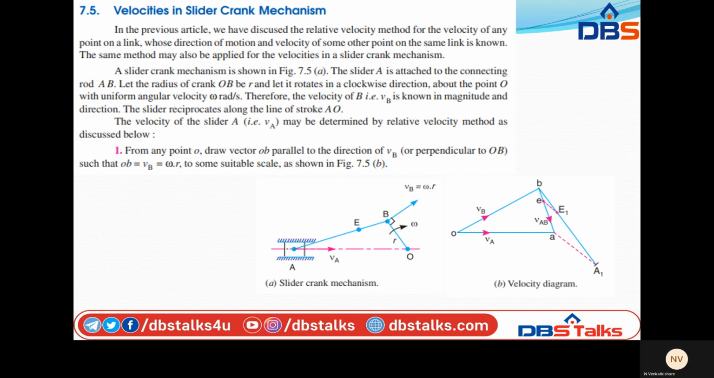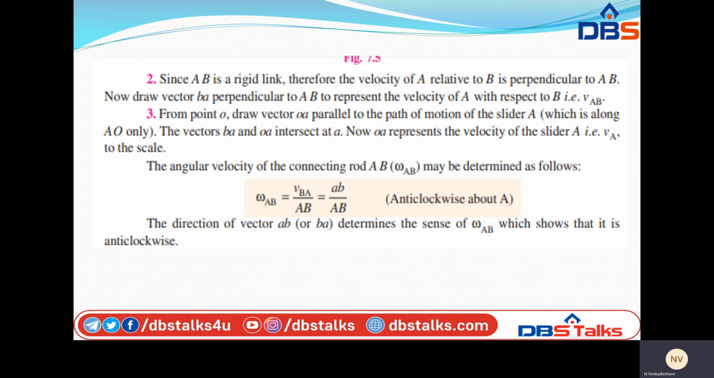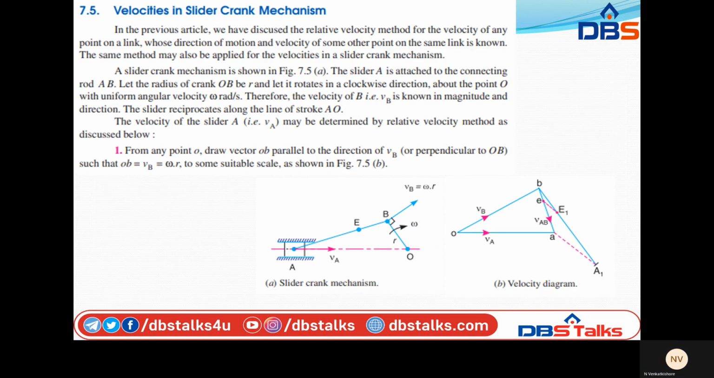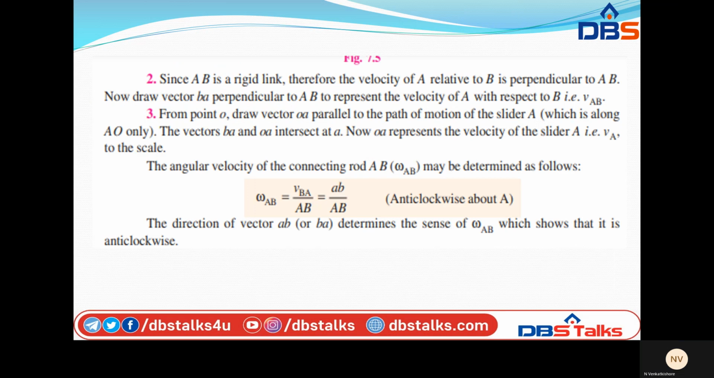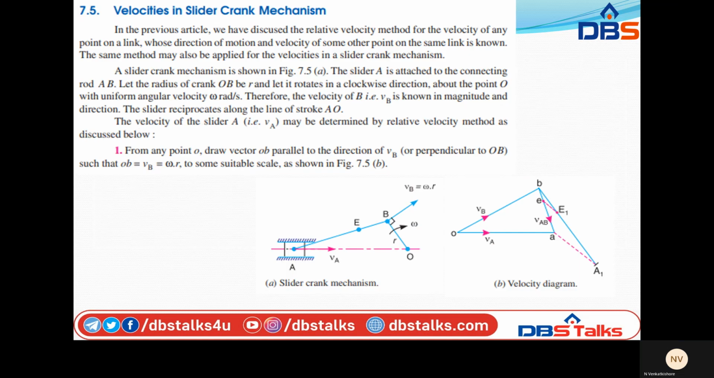Secondly, since AB is a rigid link, the velocity of A relative to B is perpendicular to AB. Now draw the vector BA perpendicular to AB, representing the velocity of A with respect to B. So that we are clearing in the velocity diagram.